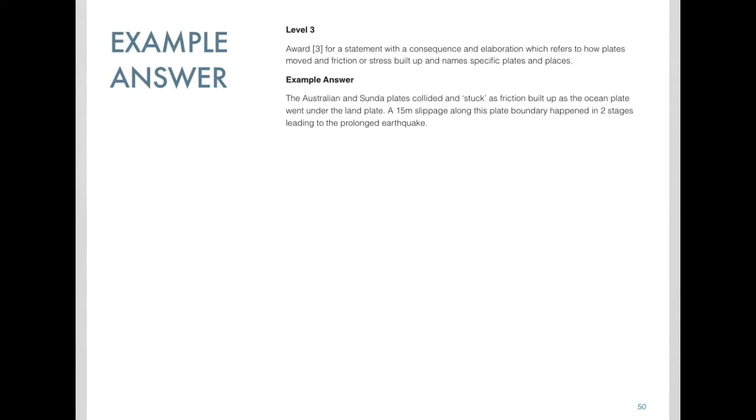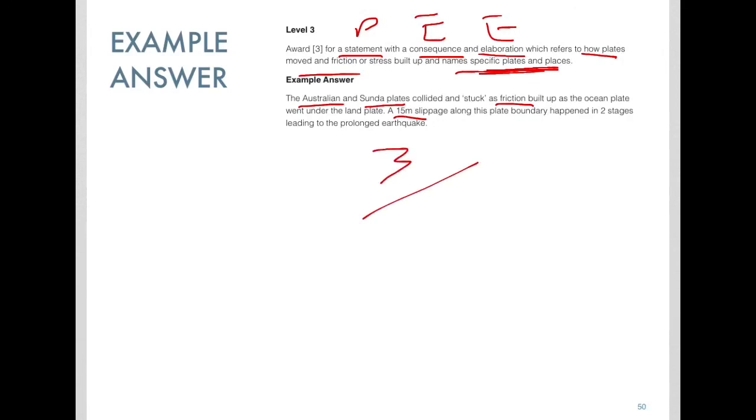If we have a look at level 3, a statement with a consequence and elaboration. So that relates to our point, explain, expand answers, and it refers to how plates move, and it also names specific plates and places. 1 mark to include the Australian and Sunda plates, talks about friction, 15 metre slippage happened in 2 stages leading to a prolonged earthquake, top level 3 out of 3.